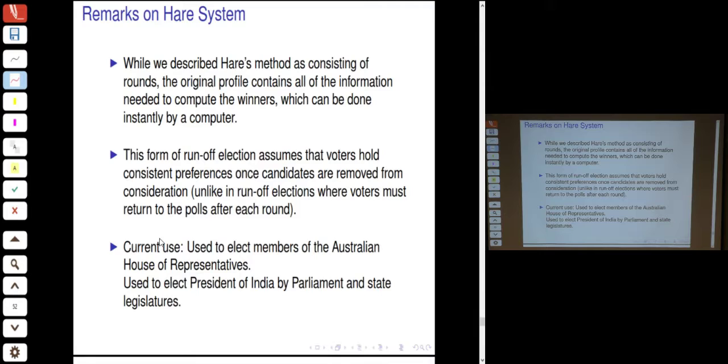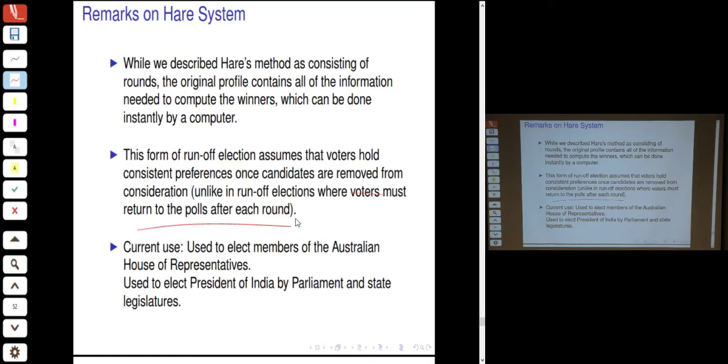This form of runoff election assumes that voters hold consistent preferences once candidates are removed from consideration, unlike in runoff elections where voters must return to the polls after each round. So there are runoff elections. In the previous example of A, B, C, and D, there were 4 candidates to begin with in the first round. A and B were eliminated, and then there was a runoff second round with just C and D. But in the Hare method, what we did was that we did not hold another election with just C and D.